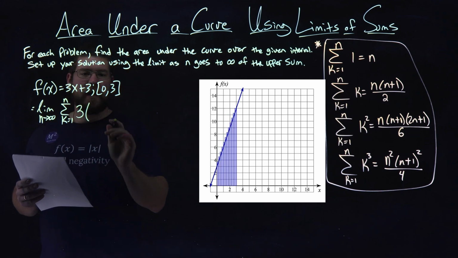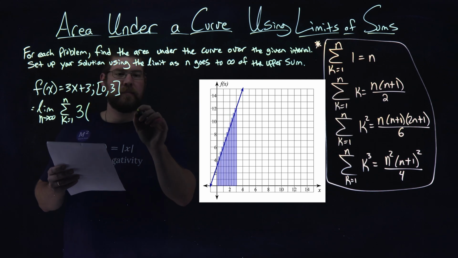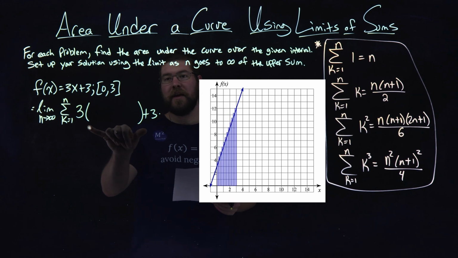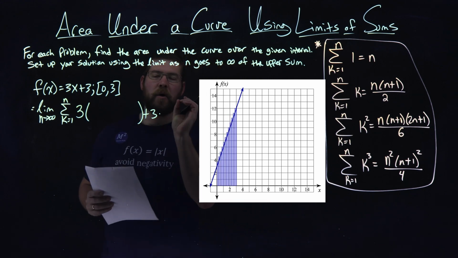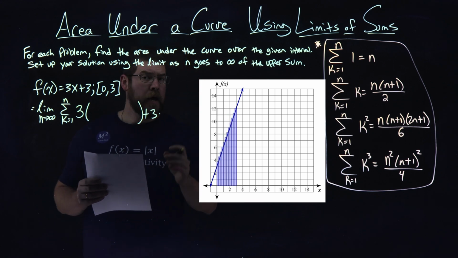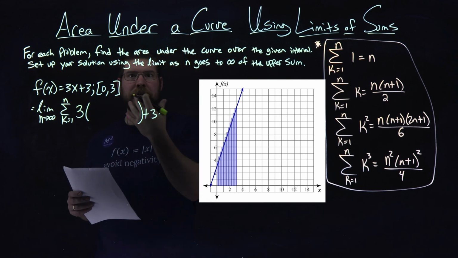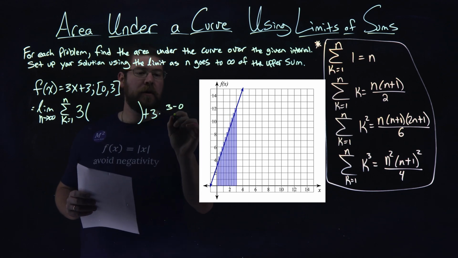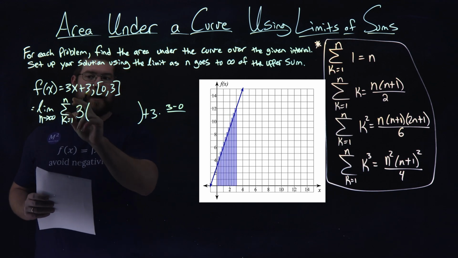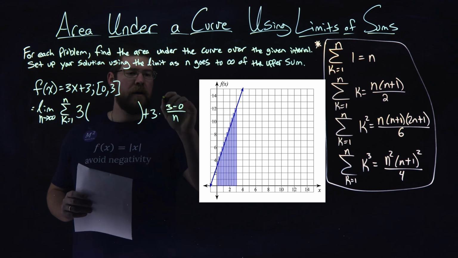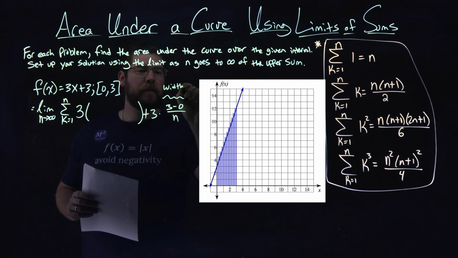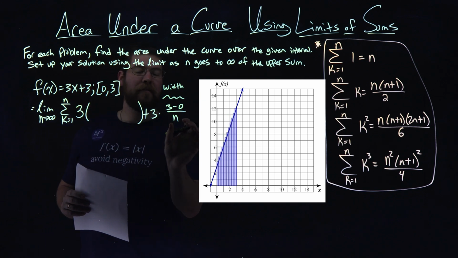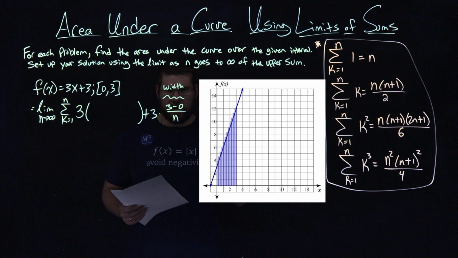So I have 3 times, and I'll leave a space for what we have under input here, and then plus 3. This is going to be the height of the rectangle. We have to multiply that by the width of the rectangle, and the width determines on how many rectangles we have. So we take our interval, 3 minus 0, over the number of rectangles, which is n. This is my width: 3 minus 0 over n, which is 3 over n.